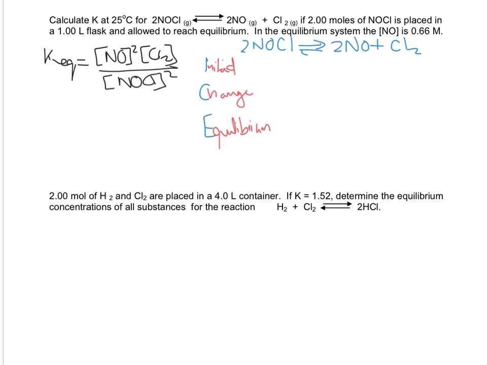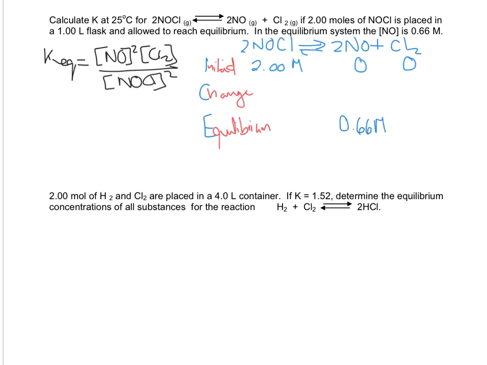So let's start with the initial. Initially, it tells us that we have 2 moles of NOCl in 1 liter, so that's 2.00 molar. Your products at the beginning of the reaction are not there. You have 0 products. You haven't started your reaction yet, so this is 0, and this is also 0. The only other number we're given is that 0.66 molar, and that tells us that's the NO concentration, and that it's the system at equilibrium. So it would go under equilibrium with the NO. So right here, you would put 0.66 molar.